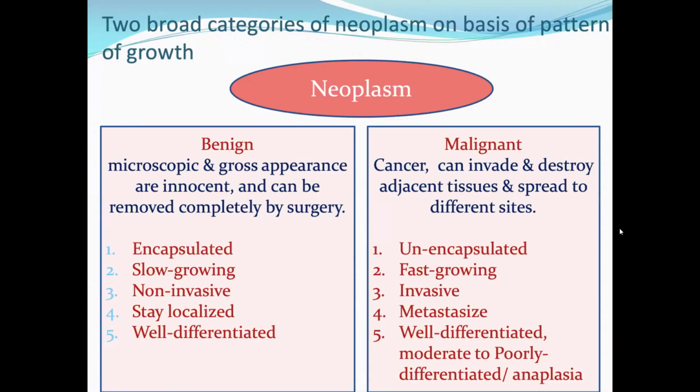They can be well differentiated. They can be moderately differentiated or poorly differentiated or anaplastic. And what do we mean by anaplastic? Does anyone know what anaplastic means? Anaplastic means it doesn't resemble any normal tissue.